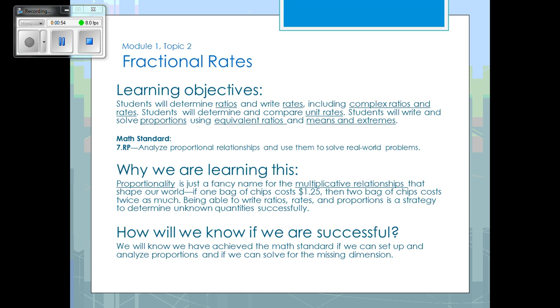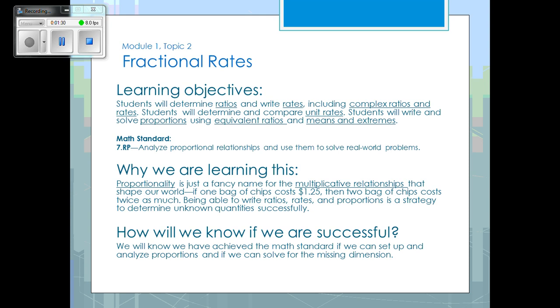Module 1, Topic 2 is fractional rates. Our learning objectives: students will determine ratios and write rates, including complex ratios and rates. Students will determine and compare unit rates. Students will write and solve proportions using equivalent ratios and means and extremes. The math standard that we are addressing is 7.RP: analyze proportional relationships and use them to solve real-world problems.